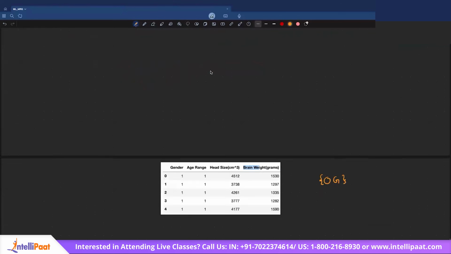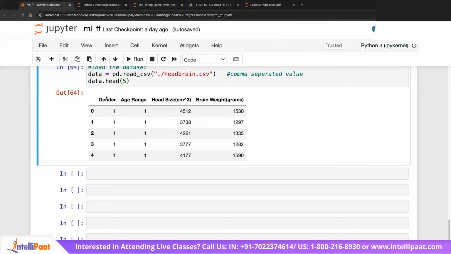Let me show you an example. Between age, gender, head size, and brain weight, which number is any number that is continuously going on? Isn't head size and brain weight continuous? Both head size and brain weight are numbers like 4512, 3738, 4261, 3777, 4177, 1530, and all of that.